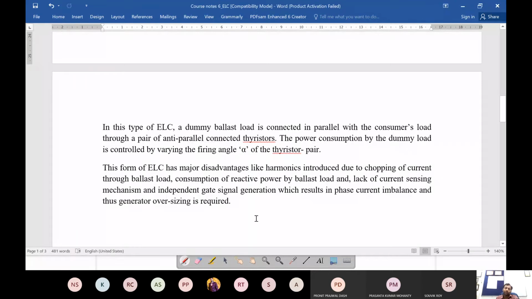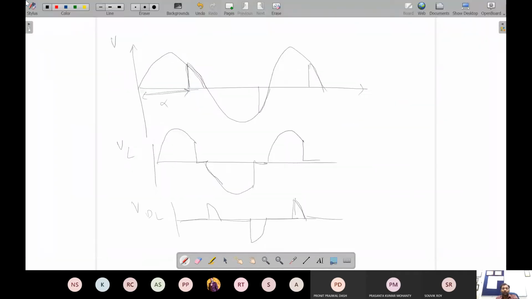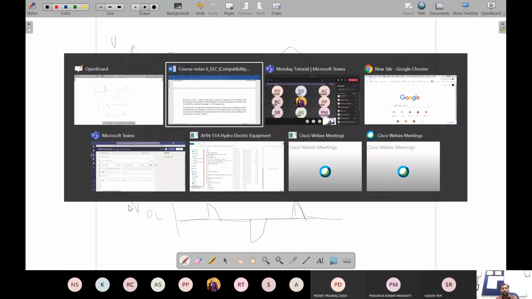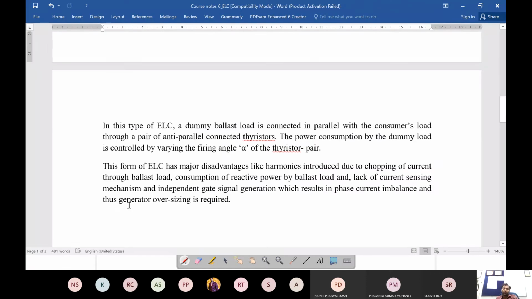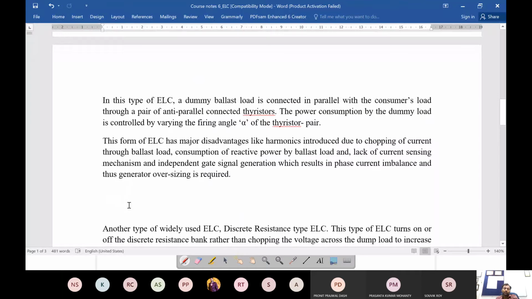So this is a major disadvantage, because if you look at the electricity supply code, it says the total harmonic distortion in your voltage or current waveform should not be more than 5% typically. And with this type of mechanism, you have a very significant harmonic distortion coming into the picture. So it is not really an advisable or good way of doing this. That's why people have come up with some other mechanisms also.